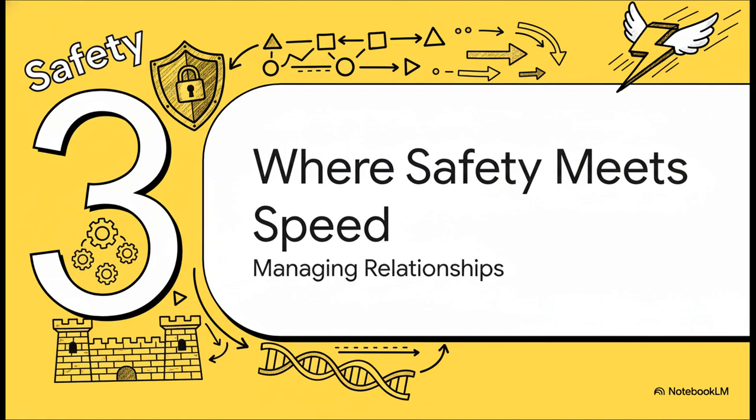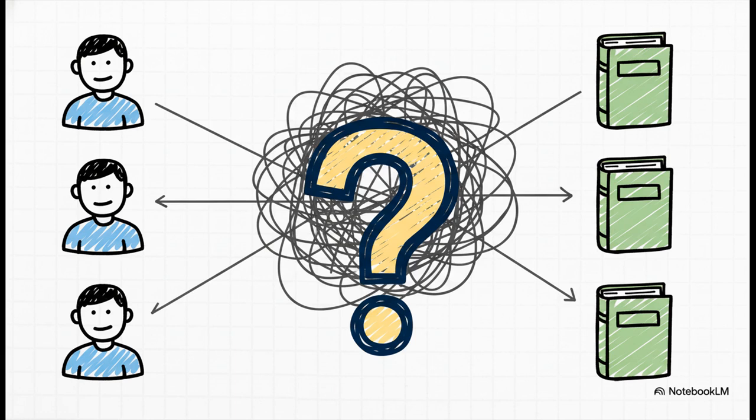Now let's see how they actually come together to solve a really common, classic database problem: how to handle complex relationships in your data. So here's the puzzle. A student can sign up for a bunch of different courses, right? And any given course is going to have a bunch of different students in it. We call this a many-to-many relationship. So how on earth do you link them together in a way that's both safe and fast?